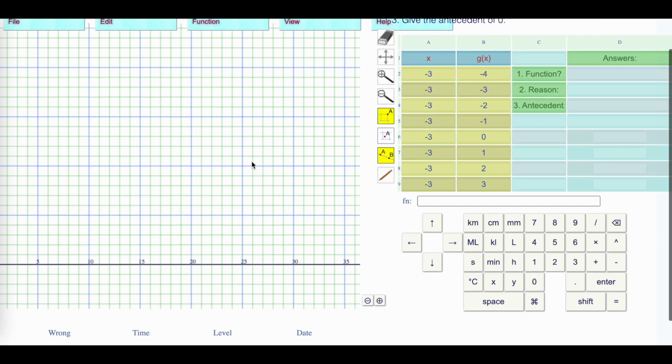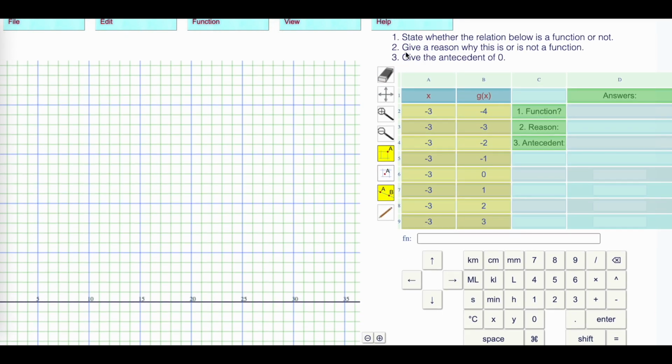Welcome to level 21. This is the function level. You're given a relationship down here and you have to decide whether it's a function or not. State whether the relation below is a function or not. This is not a function because we have one x value for many different y values.